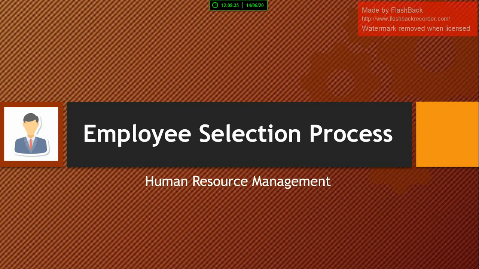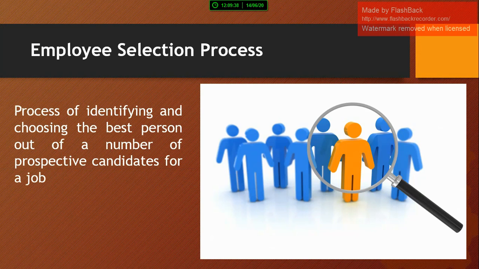Selection is the process of identifying and choosing the best person out of a number of prospective candidates for a job. If a thousand people come for an interview for a particular job, I cannot interview everyone. So I have to set some criteria to eliminate unsuitable persons. After that, I shortlist and go for the second level interview and choose the best person from those shortlisted.